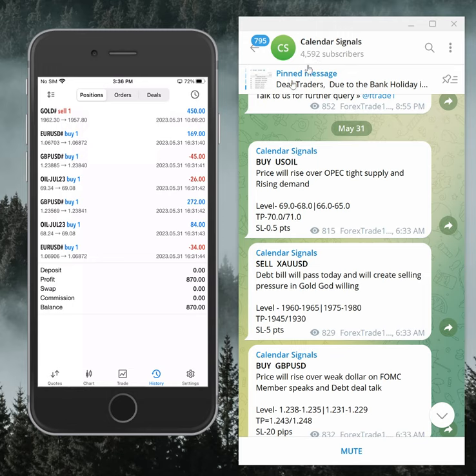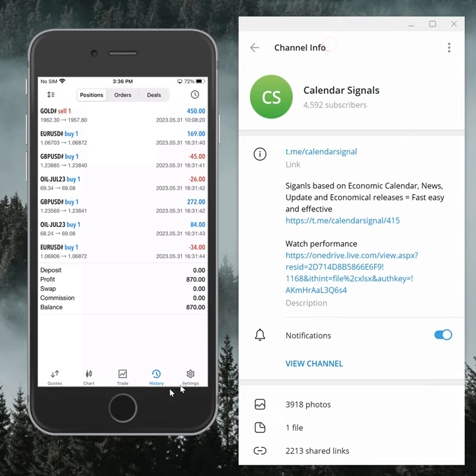Here we are going to show you the performance of our today's calendar signals. Today's calendar signals posted on this channel.